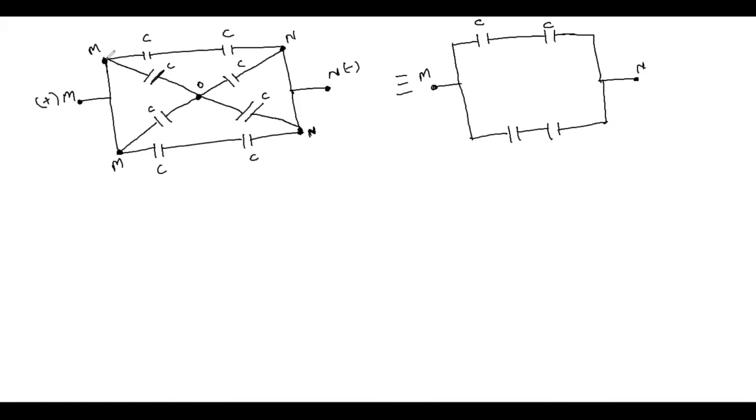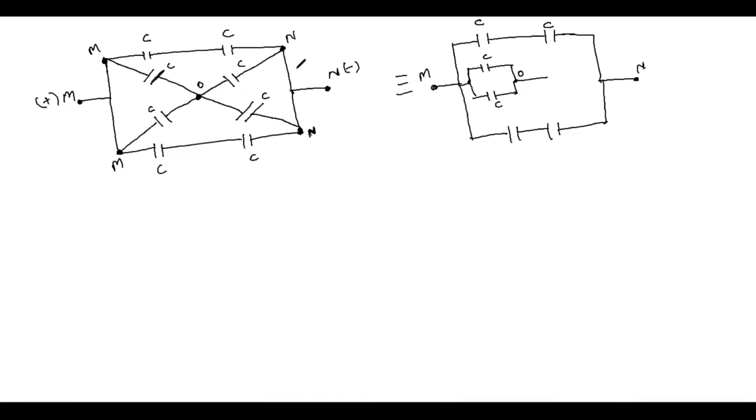Again, from this point M to this point O, there are two capacitors C and C. These two capacitors are there. What we will do, this is my first capacitor, and this is my point O, and the other capacitor from this point M to this point O. See, these are the two capacitors. Right?